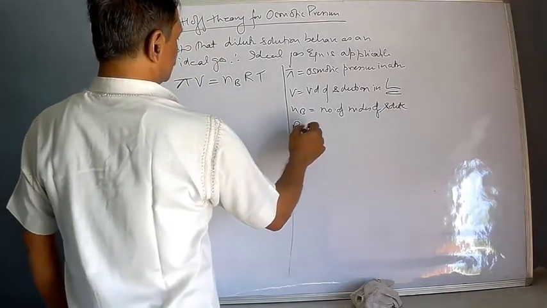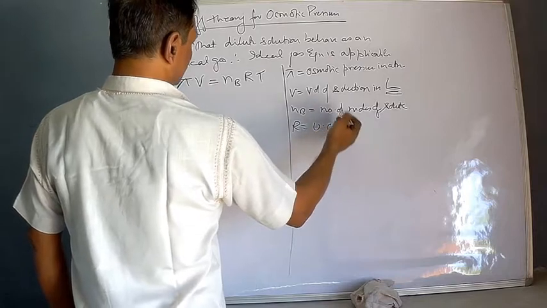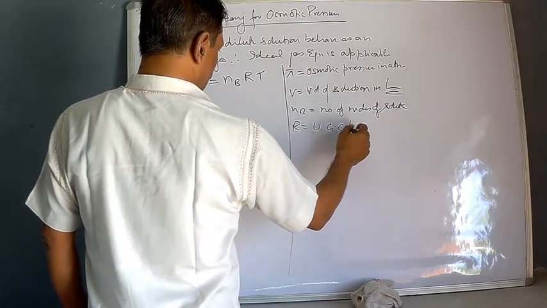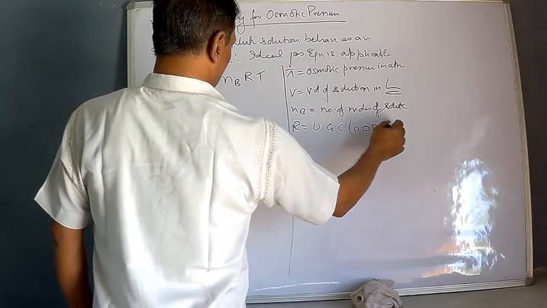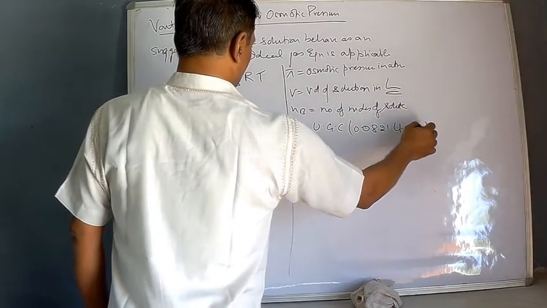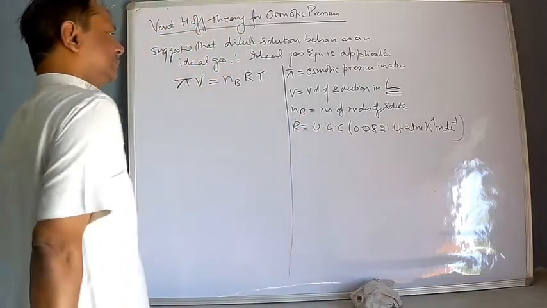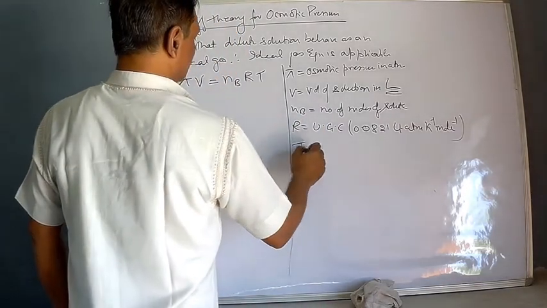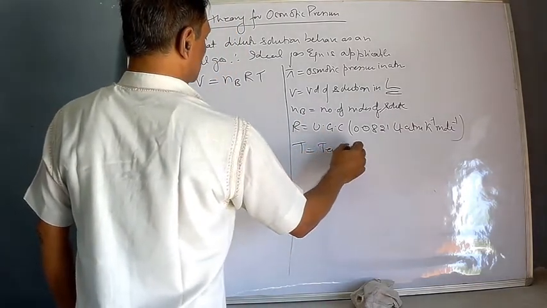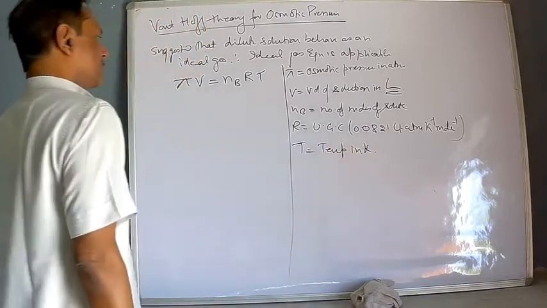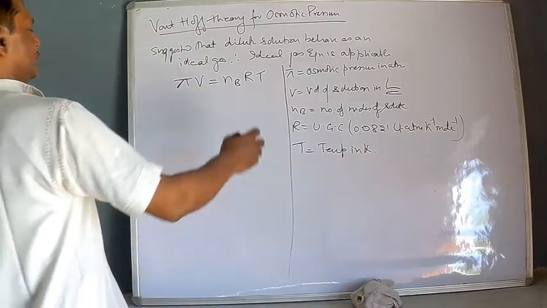R is your universal gas constant, and we all know that we are going to use 0.0821 liter atmosphere per mole per kelvin as the value of R, and T is your temperature in Kelvin. Class, let us take this equation 1.